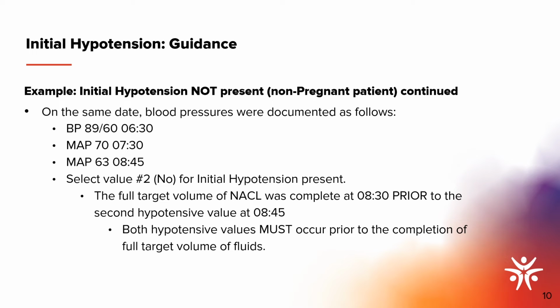On the same date, blood pressures were documented as follows: BP of 89/60 at 6:30, a MAP of 70 at 7:30, and a MAP of 63 at 8:45. But we would select value 2, no, for initial hypotension present. The full target volume of normal saline was complete at 8:30, and this is prior to the second hypotensive value at 8:45. Remember that both hypotensive values must occur prior to the completion of the full target volume of crystalloid fluids.